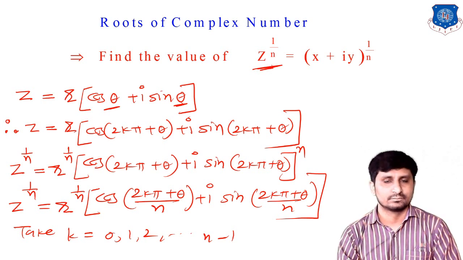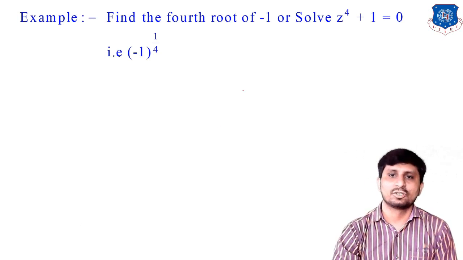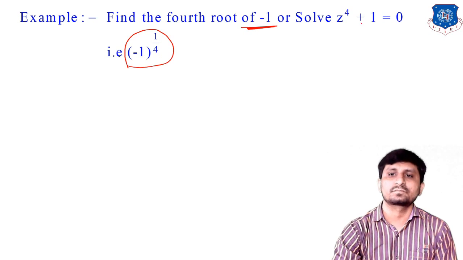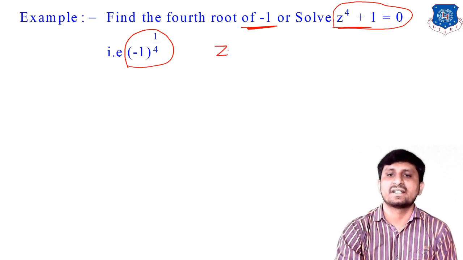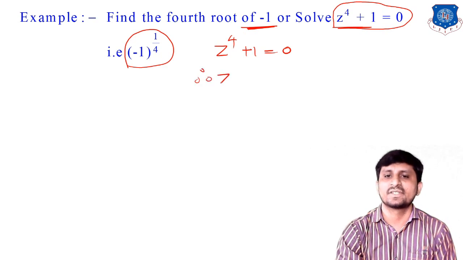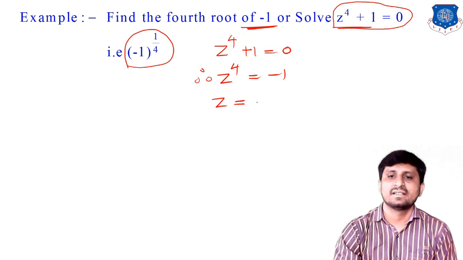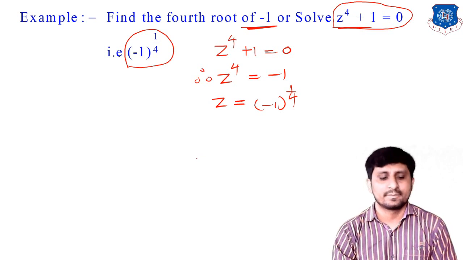So this is my first example. Find the fourth root of minus 1. That means I want to find the value of minus 1 raised to 1 by 4. The same question can also be asked in this manner: z raised to 4 plus 1 equal to 0. If you want to find the value of z, z raised to 4 is minus 1, and z is minus 1 raised to 1 by 4. So both are the same. Clear?